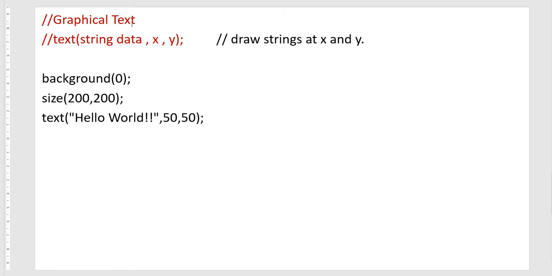Here is the graphical text, meaning text. If you want to write text on your screen, on your canvas, here you have to write the string data and then the x and y coordinates where you want to put your data. So see the same thing, background 0 means our canvas will be black color. The size of our canvas will be 200 by 200 pixels. Text, this is the syntax. You have to use the word text. And string, so always keep in mind, whenever there is a string, you have to use quotation, hello world, and then x and y, so 50, 50, right?